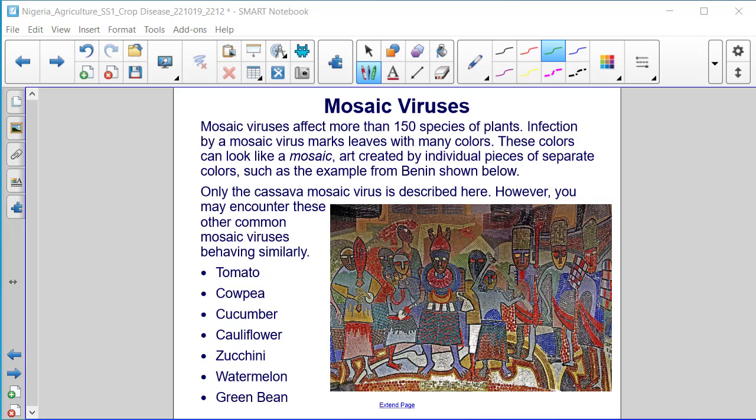Mosaic viruses. Mosaic viruses affect more than 150 species of plants. Infection by a mosaic virus marks leaves with many colors. These colors can look like a mosaic, art created by individual pieces of separate colors, such as the example from Benin shown below. Only the Cassava mosaic virus is described here. However, you may encounter these other common mosaic viruses behaving similarly: tomato, cowpea, cucumber, cauliflower, zucchini, watermelon, green bean.